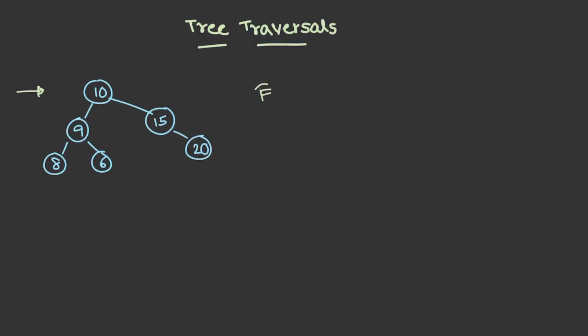Is it a full binary tree? In a full binary tree, every node has 0 or 2 children. But here, for this node, we have only 1 child. So, it is not a full binary tree. Is it a complete binary tree? It has not been filled sequentially. If 20 was on the left side, it would have been a complete binary tree. But in this case, as it is not filled in sequence, it is not a complete binary tree.